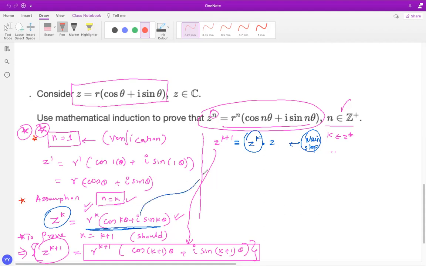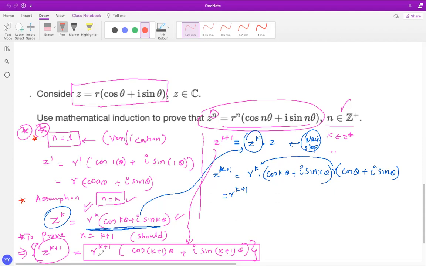So what I get is basically z to the power k plus 1 can be written as r to the power k times cos k theta plus i sine k theta, and times cos theta plus i sine theta, and of course there's r here. So if I multiply r times r to the power k, I get r to the power k plus 1. So this I already got now. I have to now get this part. This is something which is a little tricky.